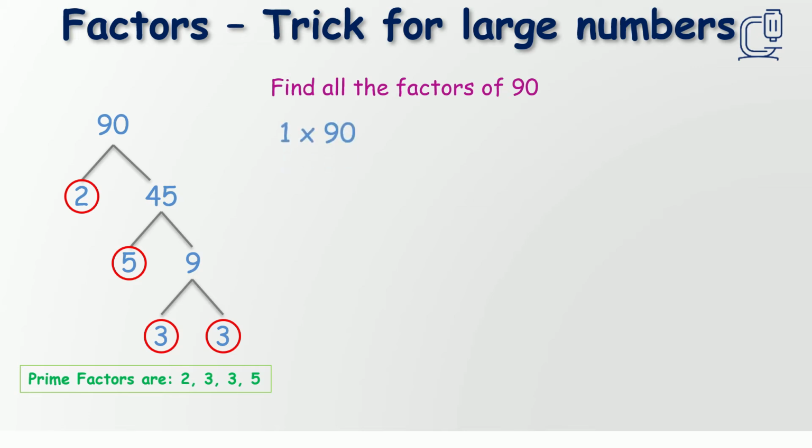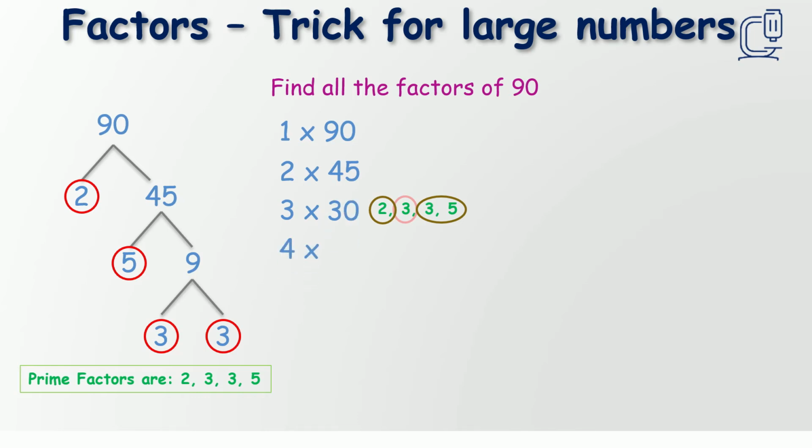First, we know that 1 times 90 is 90. And we also know that 2 times 45 is 90. Then let's move on to 3 times. If we look at our prime factors, we can see 3 is there. So for now, let's circle it. And if we multiply 2 times 3 times 5, which are the remaining prime factors, this gives us 30. And 3 times 30 makes 90. So 3 is a factor of 90.